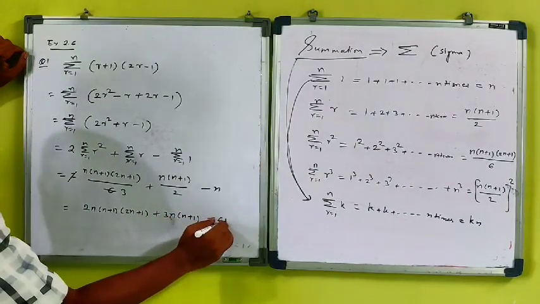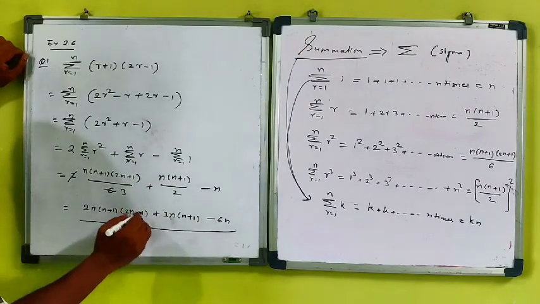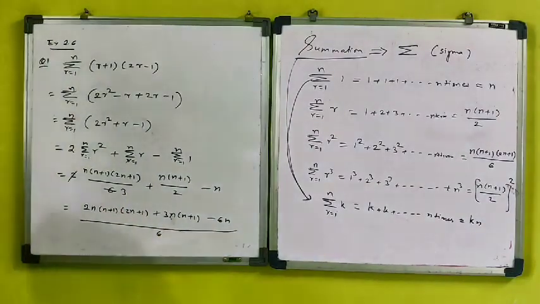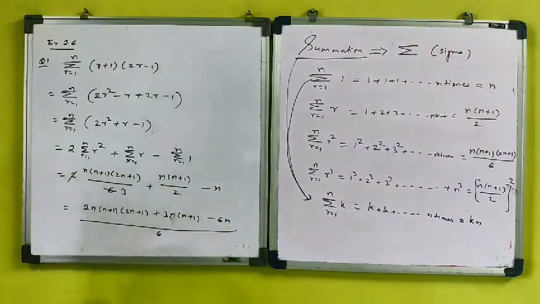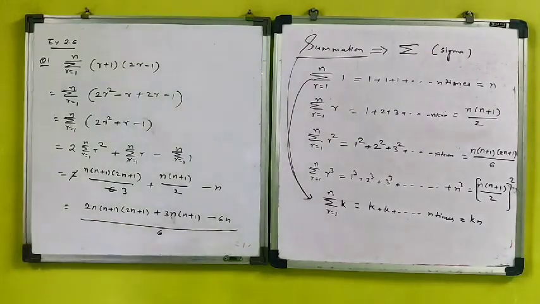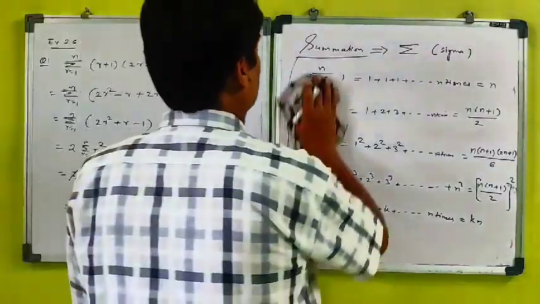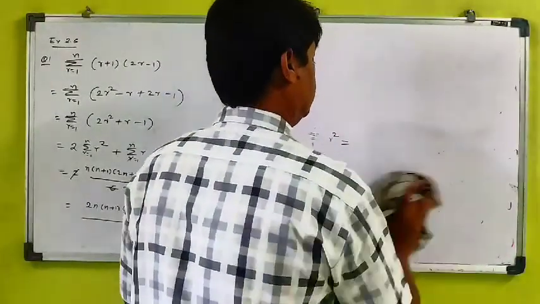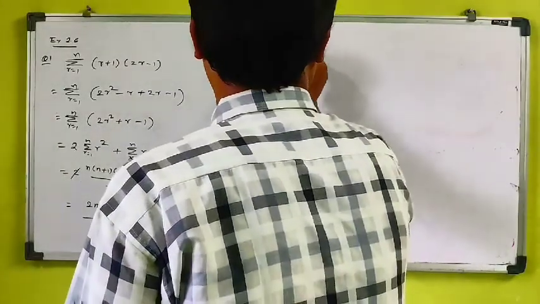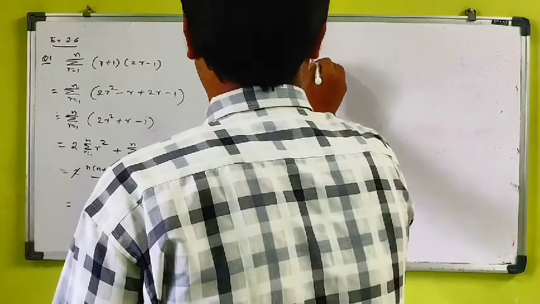This you have to multiply with this, and that is 6. Finally, it is 6, and then you have to simplify this by taking common. So what is the common there? n upon 6 is common in all. So taking n upon 6 as common, this is equal to n by 6 taken common.